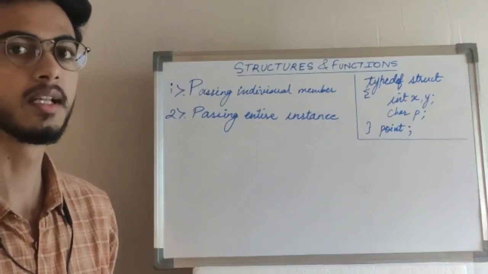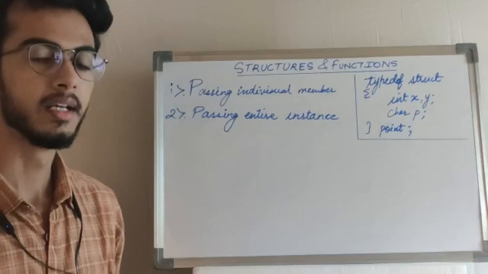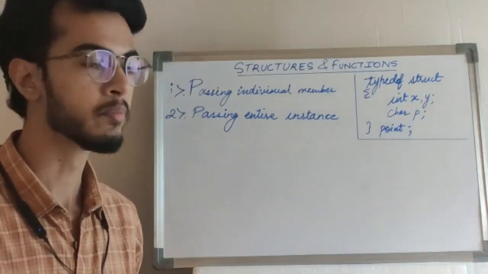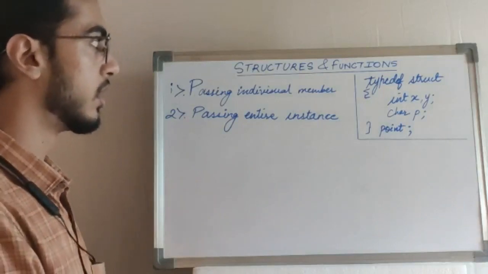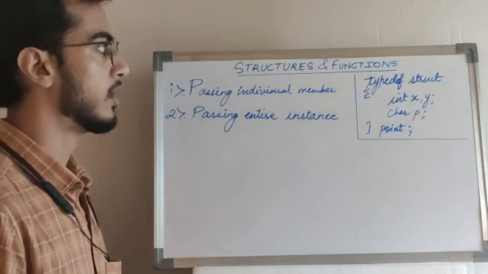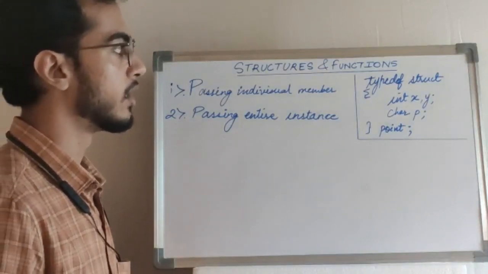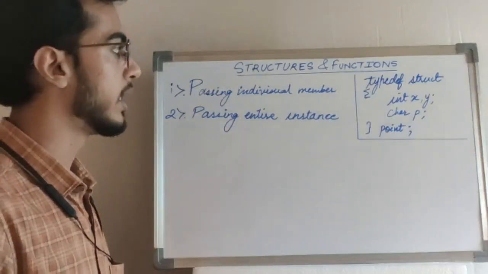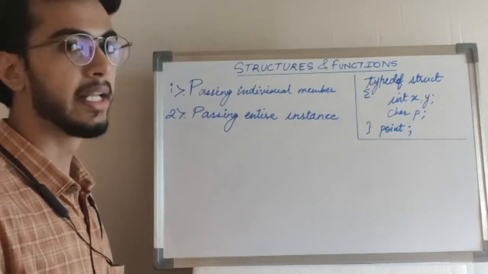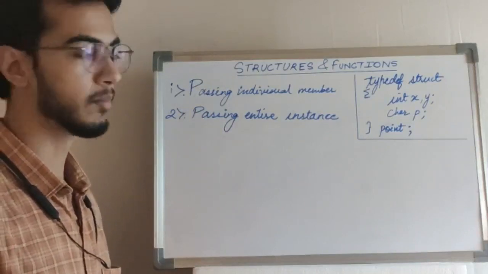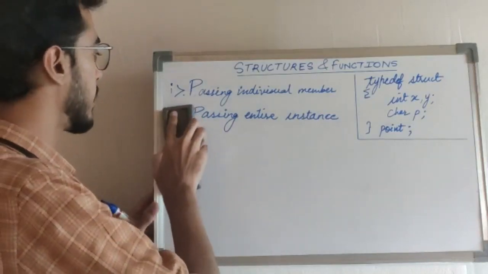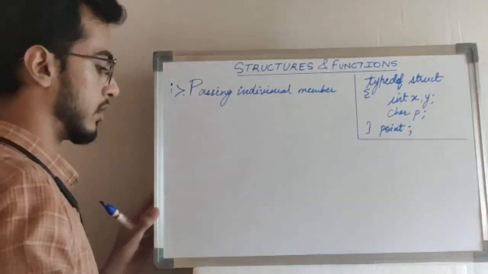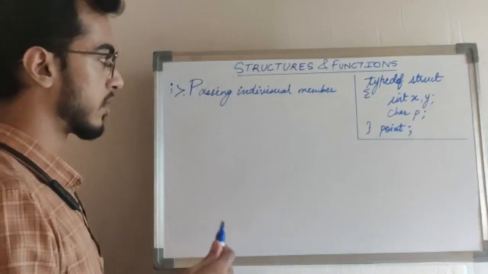For that we'll consider the example of representing a point in a 2D plane that we covered initially. So I have a structure called point, and that point has the two coordinates x and y, and char p will denote the name of that point on the plane. So let's see how to pass the individual member. I have declared a structure globally.